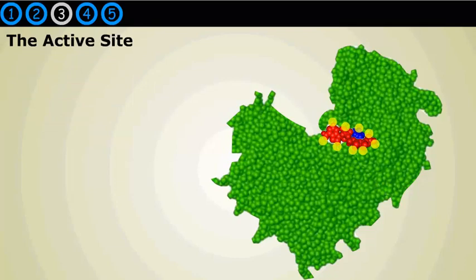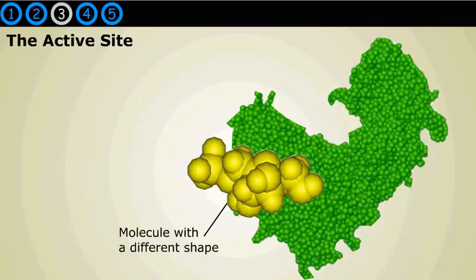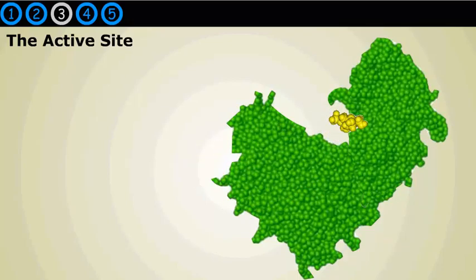The many points of contact between the enzyme and its substrate also ensure specificity. Molecules with slightly different shapes won't fit into the active site as well as the substrate. This reduces the ability of the substrate to interact with the enzyme, and the activation energy remains high.